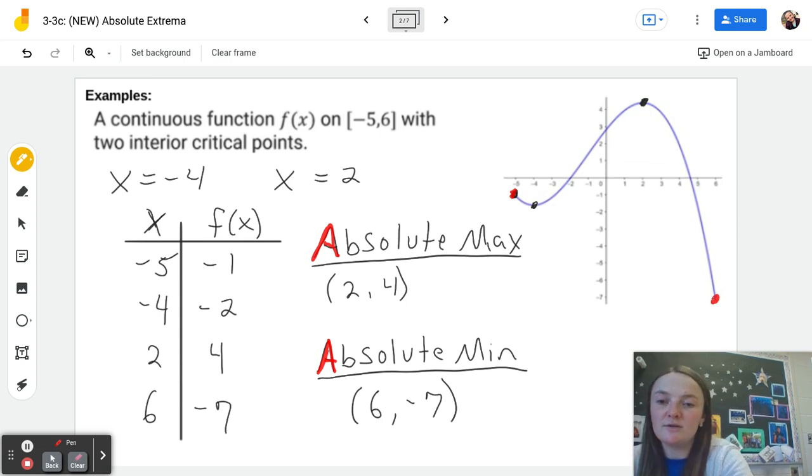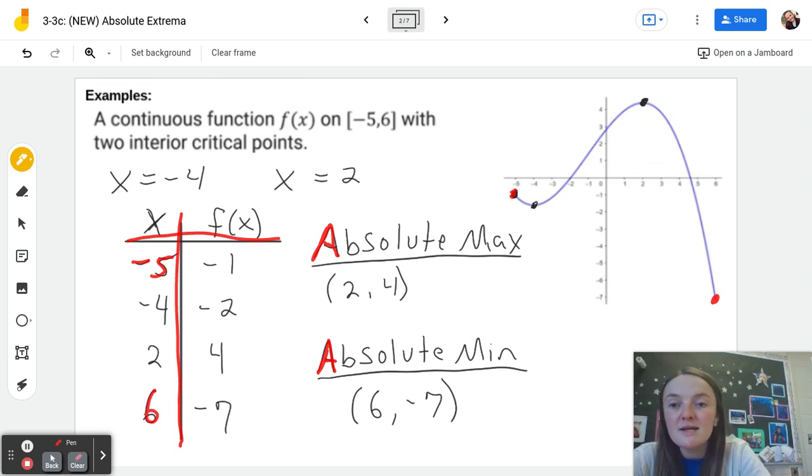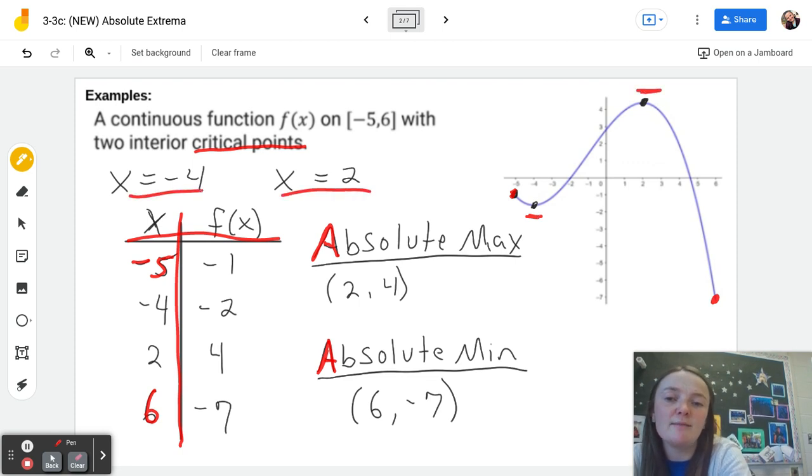So in order to find an absolute max or min, we went ahead and created a table. The table of values always starts with the endpoints. So that's what we started with as a group, was the endpoints. The next thing we talked about is, well, where are some other critical points? Well, there are definitely critical points at -4 where we have a minimum, and at +2 where we have a maximum. So we're going to add -4 and we're going to add 2 to this table.